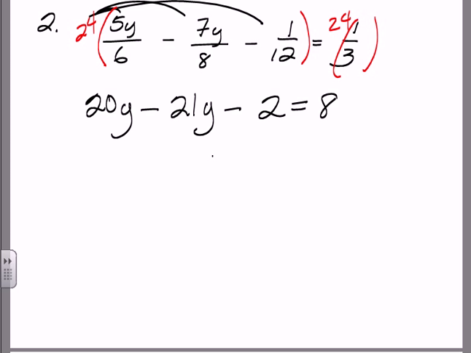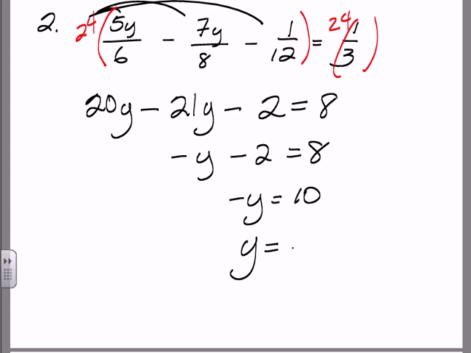Now we just have to clean things up. Negative y minus 2 equals 8. Add 2 to both sides. Negative y equals 10. Multiply by negative 1, divide by negative 1, which has the effect of just changing every one sign, so we would get y equals negative 10.